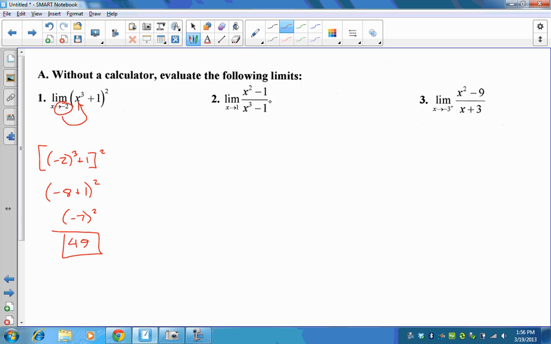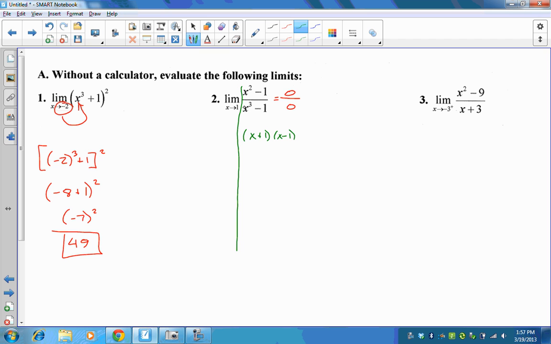Number 2 very quickly gets more difficult. If you try plugging in, 1 squared minus 1 is 0. 1 cubed minus 1 is also 0. So this is one where you want to factor and cancel. And this one does factor. Now I'm being kind of mean because nobody ever remembers how to factor a cube. But on the top we have a difference of squares: x plus 1, x minus 1.